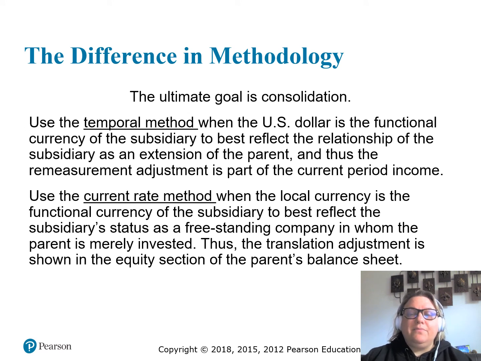So in the temporal method, we're showing it as, hey, we are a U.S. company operating a subsidiary in a foreign country, like we are over in Japan operating a KFC. Under the current rate method, we are in Dubai operating a Dubai-owned company over there, and we want to show it as a freestanding company because of the local politics and rules. So then we would use the current rate method.